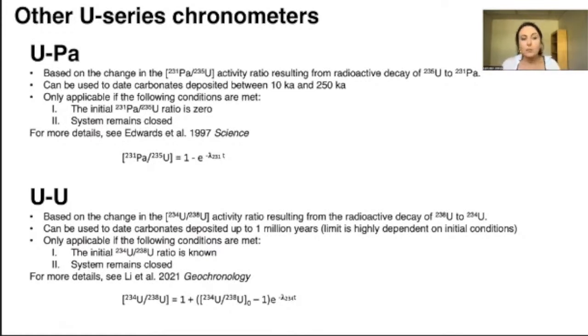So it's not really considered that helpful, but if you have very special circumstances where you really understand the delta 234 of your source water and how it varies over time, you can theoretically use uranium-uranium dating to date carbonate samples that are just beyond that 650,000 year limit for uranium-thorium dating. And that's what Lee et al. did in 2001, so definitely check out that paper if you're interested in learning more.